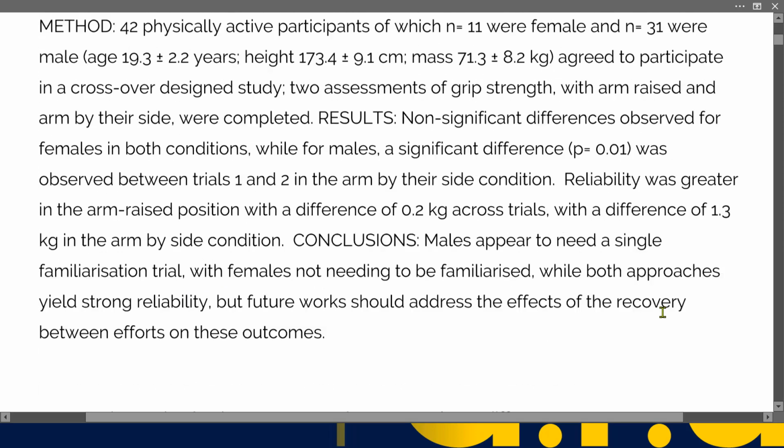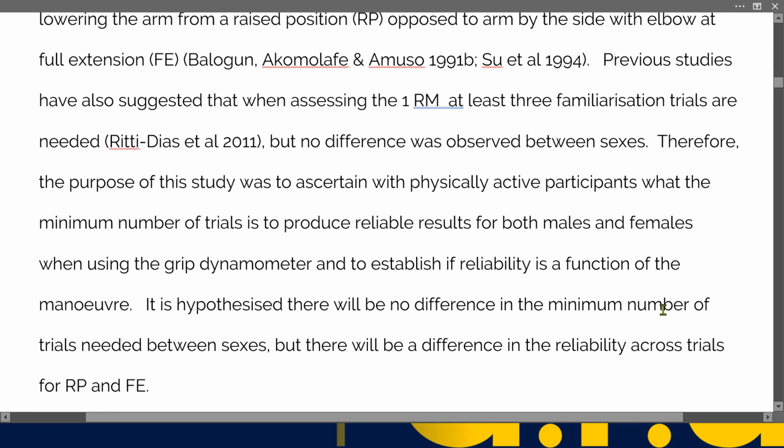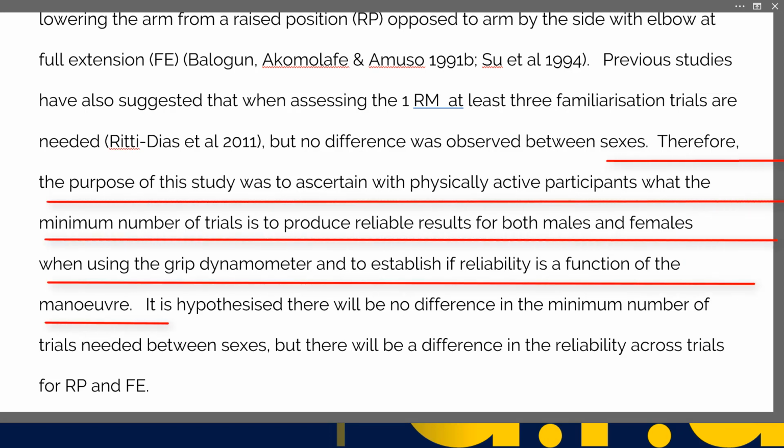In order to do this, we're going to move forward a little bit and focus here. Because in this report, what you can see is the latter part of the introduction, which refers to the purpose of the study. It writes, the purpose of this study was to ascertain with physically active participants what the minimum number of trials is to produce reliable results for both males and females when using the grip dynamometer, and establish if reliability is a function of the maneuver.